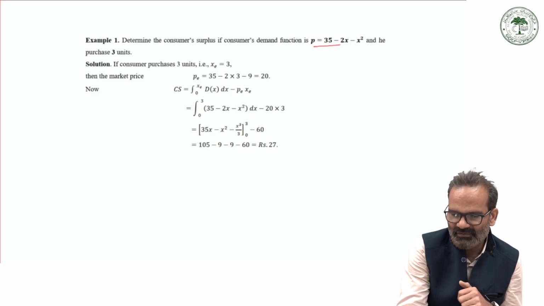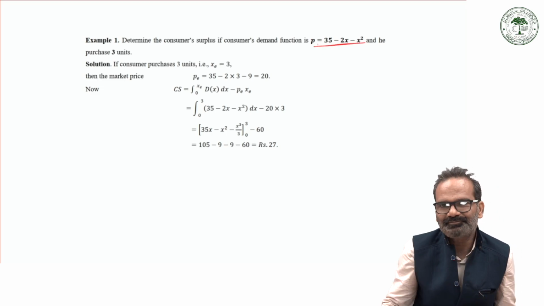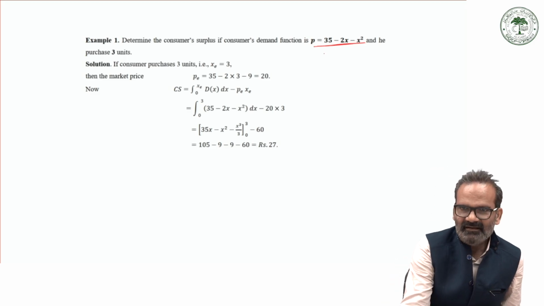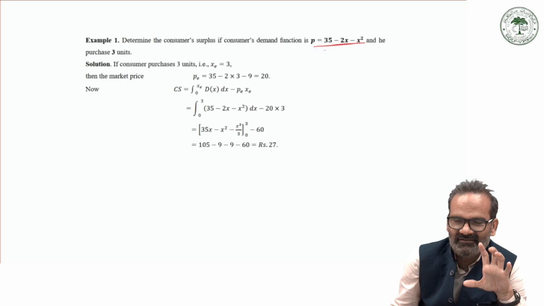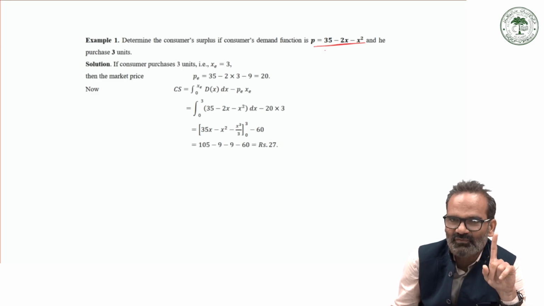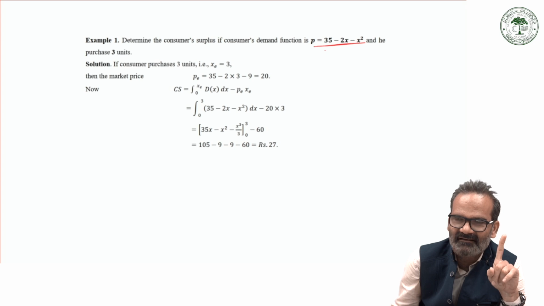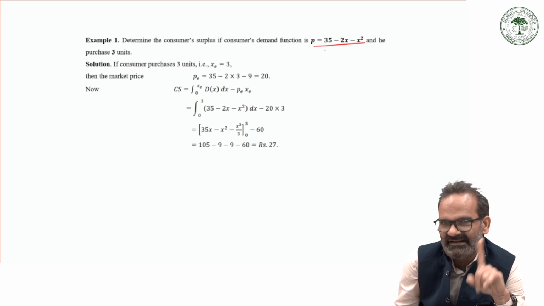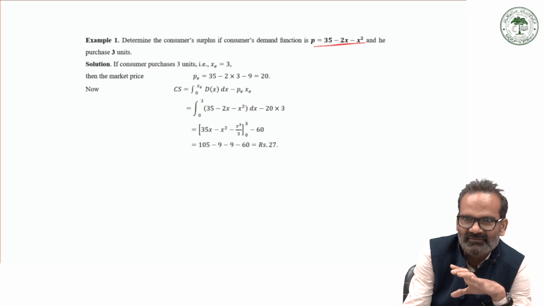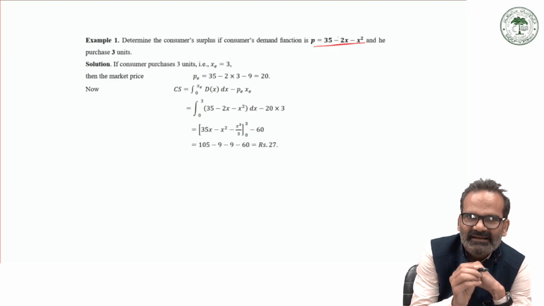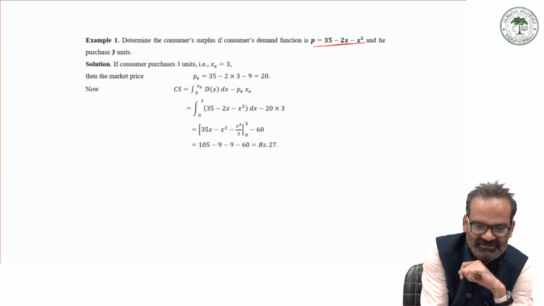See, this is your demand function, right? I have told you the demand function is always given to you. So what is left? XE and PE. Out of these two terms, one term should be given. Either XE is given or PE is given. So see here, this is your demand function. What is given next? And he purchased 3 units.